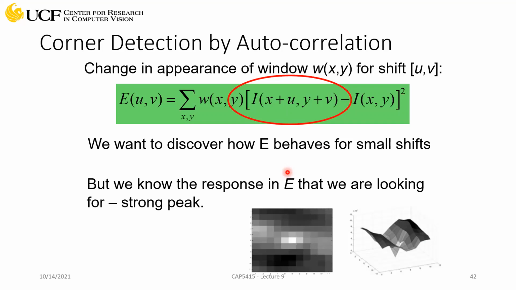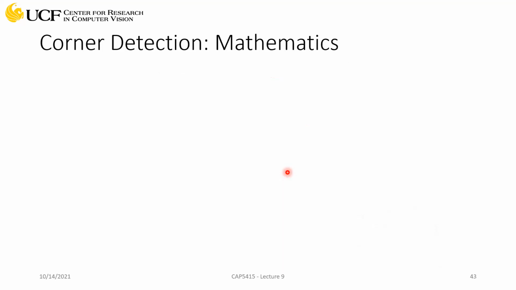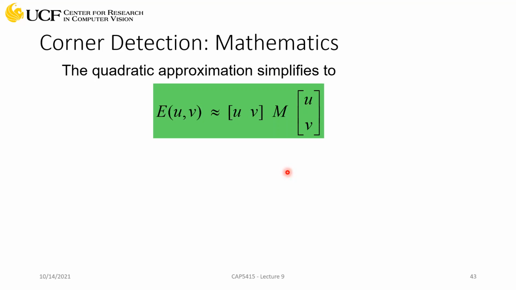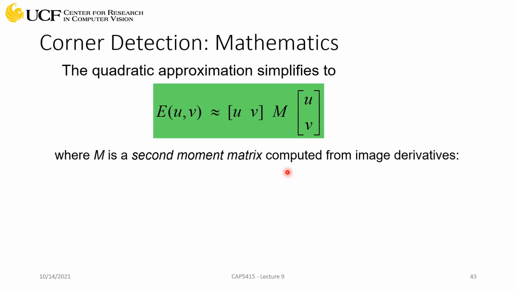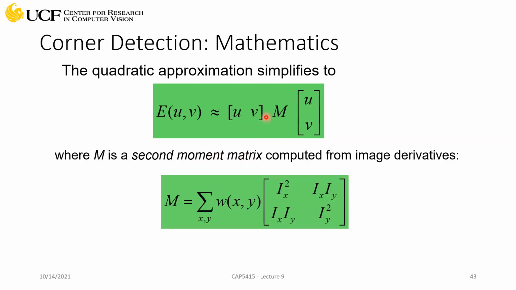So don't worry about it if it's not clear. I'll just give you the equations and give you the intuition of what exactly is being done there. It's a quadratic approximation, and we can approximate this autocorrelation using these terms. This M over here is called the second moment matrix. And again, you have these vectors here.